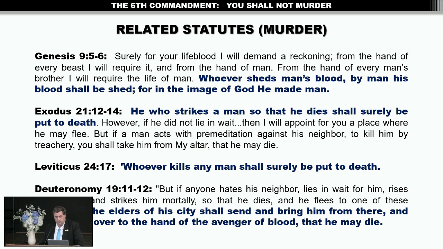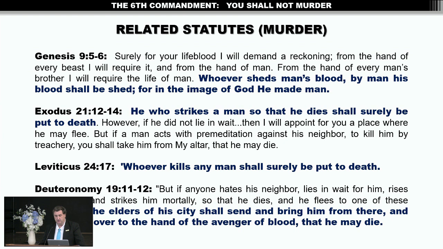Now, if an animal or a man kills a man, God will demand a reckoning. They will be executed by man. The implication is that the executor is not guilty of bloodshed when executing justice on behalf of God. Taking another's life is to terminate someone made in the very image of our Creator, with the potential to become a part of the God family. The next statute we'll look at is Exodus 21, verses 12 to 14, where we read, "He who strikes a man so that he dies shall surely be put to death."